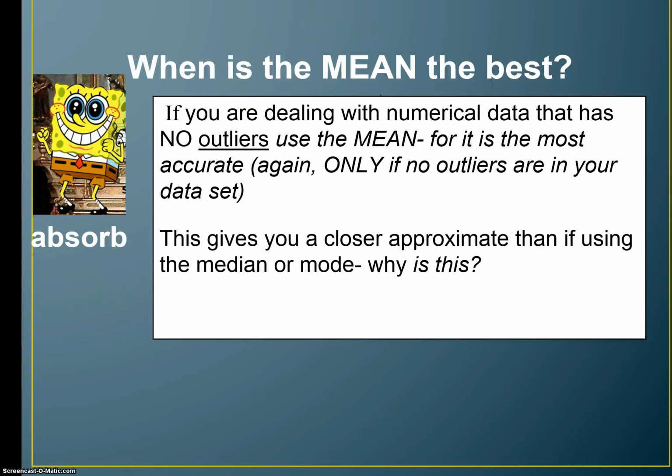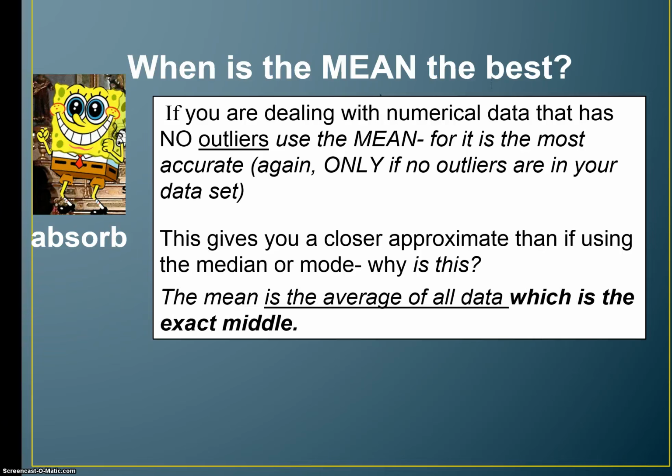It gives you a closer approximation than median or mode because it gives you the exact center of your data, the exact middle. Mean is exact middle, unless you have outliers, and then you want to use median.